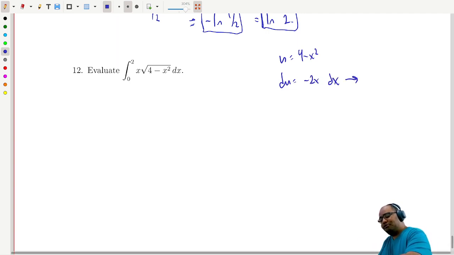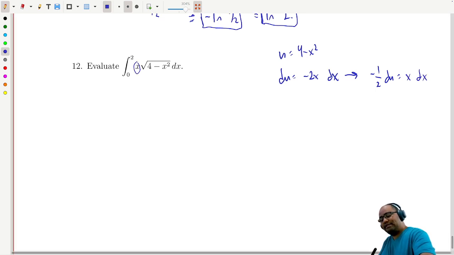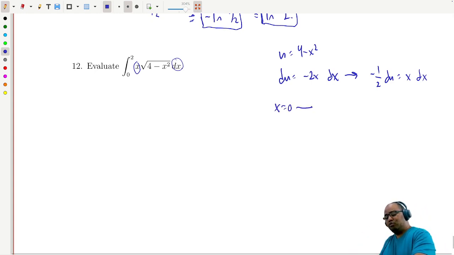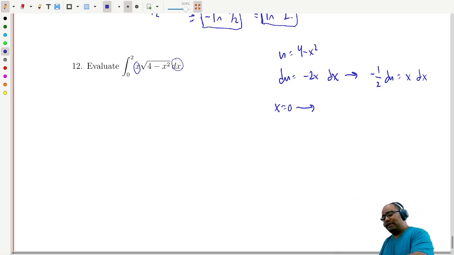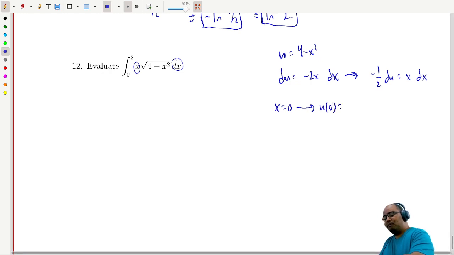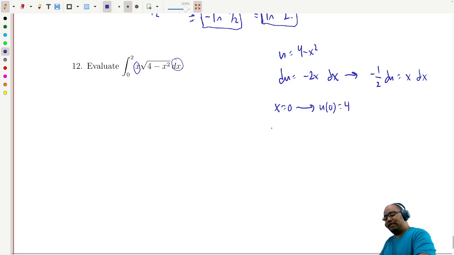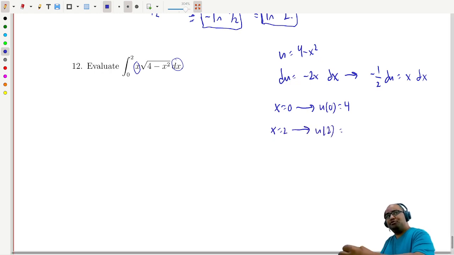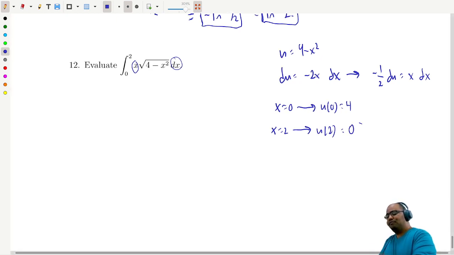I'll go ahead and play for the match here. I have minus 1/2 du equals x dx, because I have x dx here. Now, we're going to change our limits of integration. When x is equal to 0, what is u? I'm going to plug in these limits of integration to my substitution. So 4 minus 0 squared is 4. And then when x is equal to 2, we get 4 minus 2 squared, which is 4 minus 4, which is 0. So those are my new limits of integration.